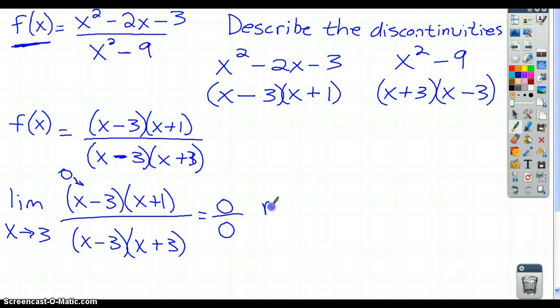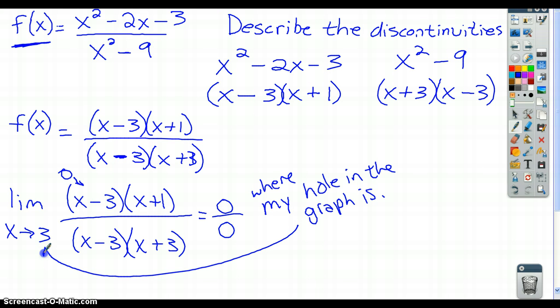I know that is where the hole in the graph is. Not a great sentence, but that's where the hole is. Where is it? It's not at 0. It's at 3. And I didn't have to even go that far, because the hole is where you have the same factor divided by the same factor. And we also know by now that any discontinuities in a graph happen where the denominator equals 0.